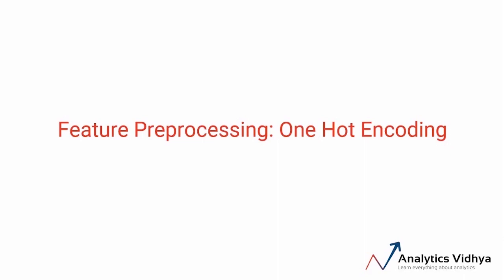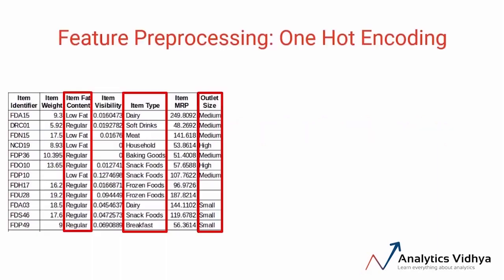Welcome back to the feature engineering module. We've covered some pre-processing techniques for continuous variables so far. Let's move ahead to the feature pre-processing techniques for categorical variables. We'll start with a very popular one, one-hot encoding. It's often also called dummy encoding.